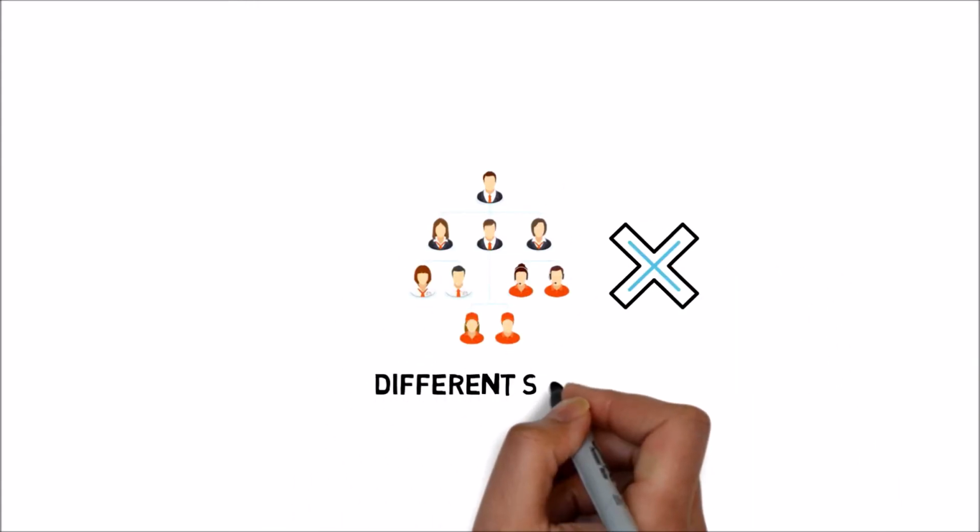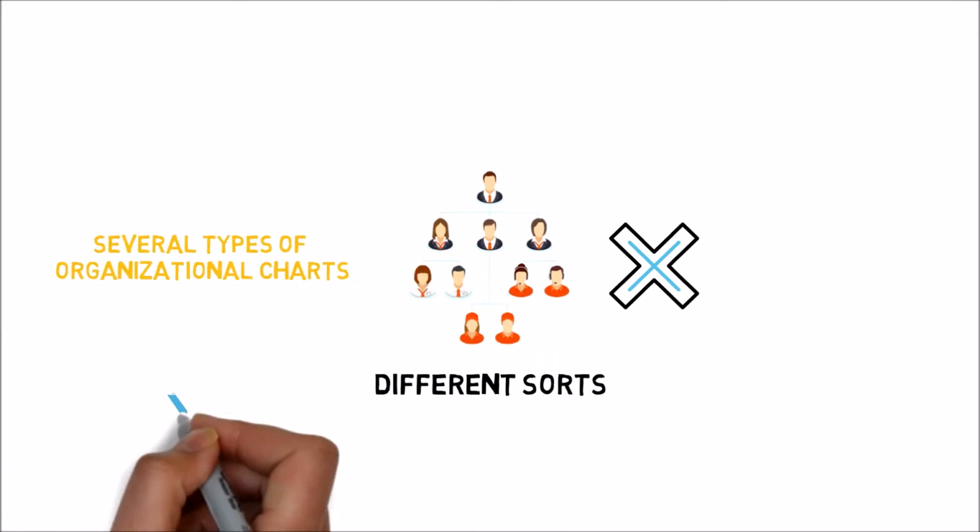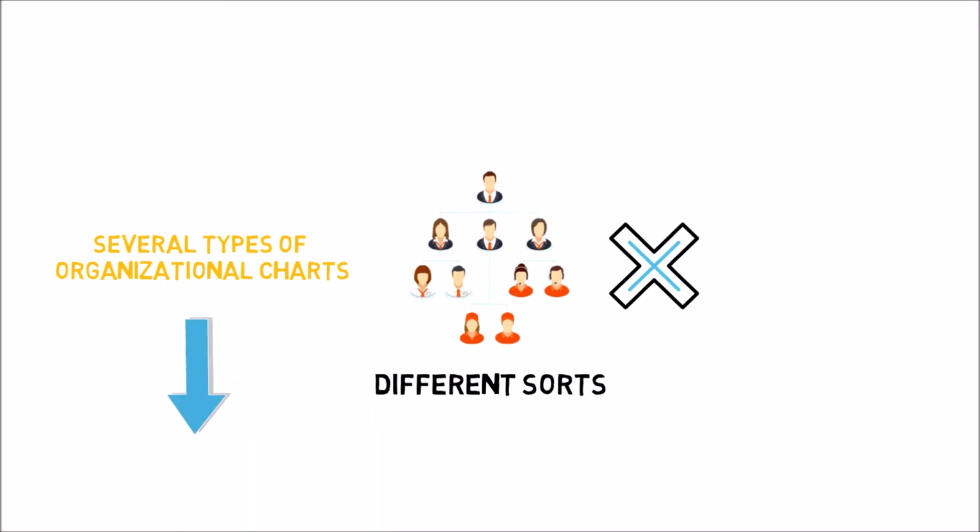Due to the many different sorts of organizational structures, there are several types of organizational charts. Let's look at the 7 most prevalent types of organizational structures and why you might want to consider them.